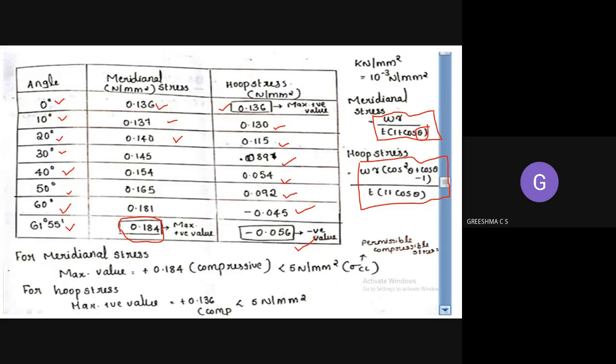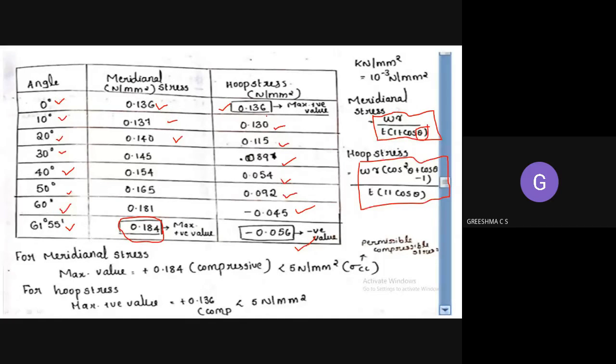So the hoop stress is varying. Look, the value of the hoop stress is varying. Where do you get the maximum value? Here you have positive values and negative values. Where is the maximum positive value obtained? That is at 0 degree, that is 0.136. For the hoop stress, the maximum positive value you are getting at 0 degree, that is 0.136.